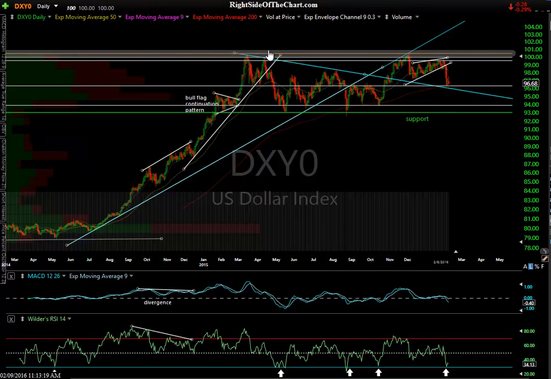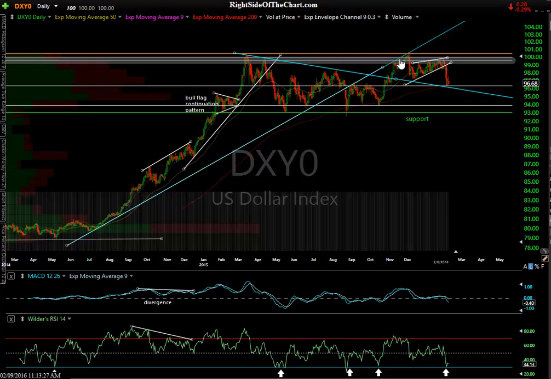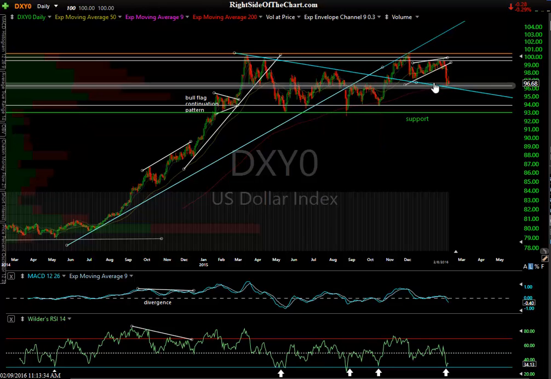I also had this downtrend line drawn here at this point in time. This was a downtrend line that I was watching. Prices took it out and had a sharp advance after that. Now all I did is extend that line, and you can see this is where I had it before. We're also backtesting there. So there are two levels of support that we're currently backtesting on the dollar.